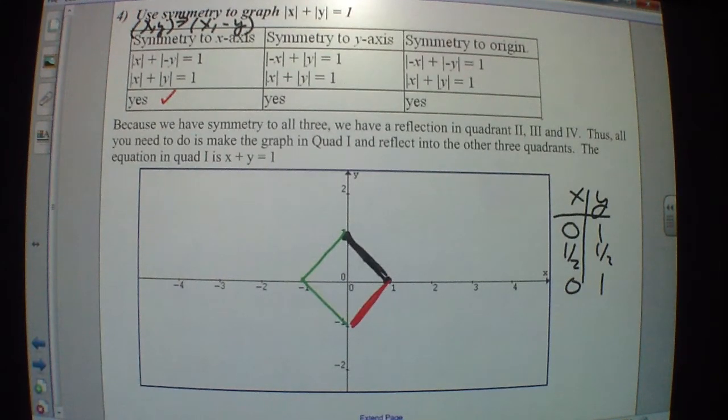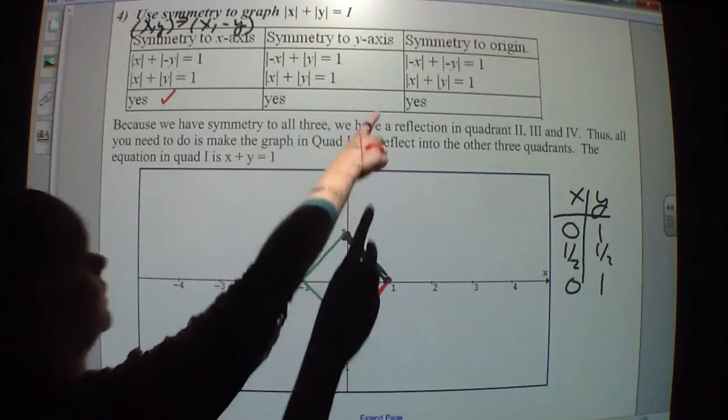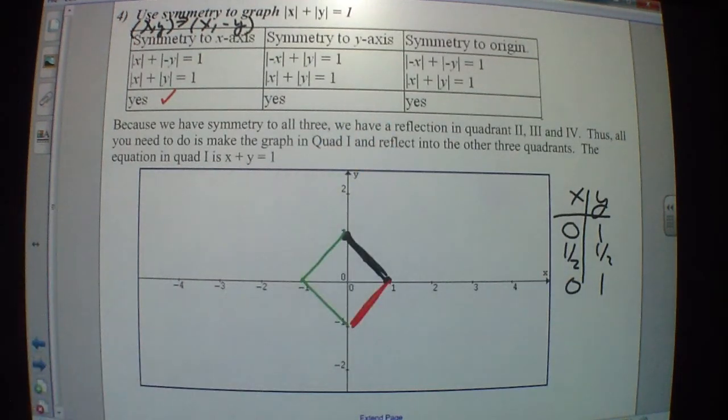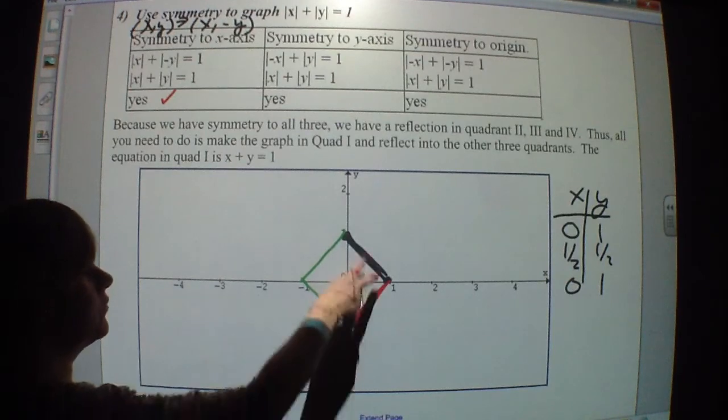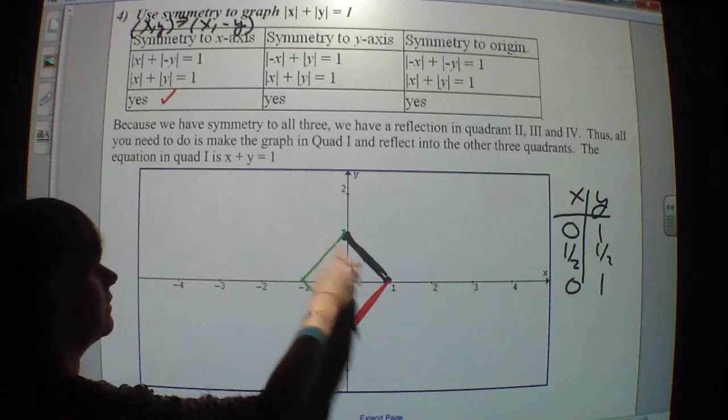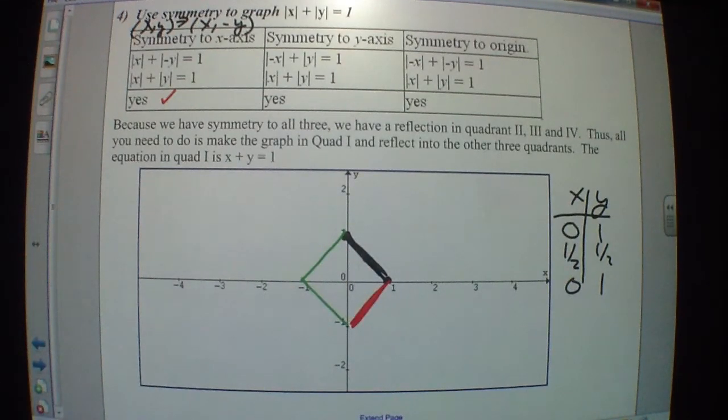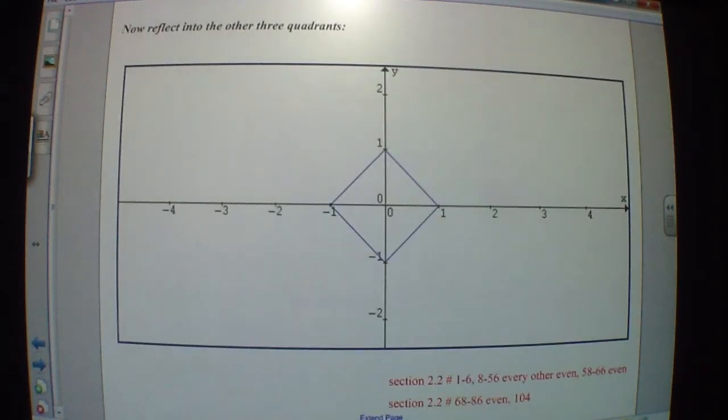But you check the origin. Plug in a negative x, negative y for xy. And yes, so this maps to here. And these two map together. Okay, so that's where they reflect. So that's drawing it using symmetry. You don't have to draw it in all the quadrants at the beginning. Draw it in one, and then check for symmetry, and then reflect it. And that's what it looks like.